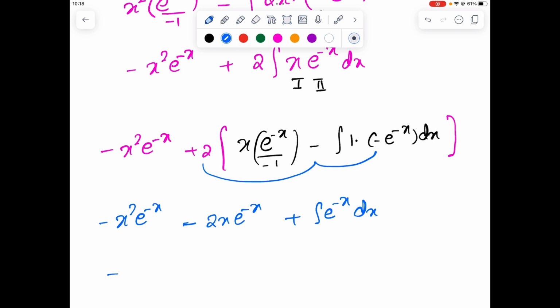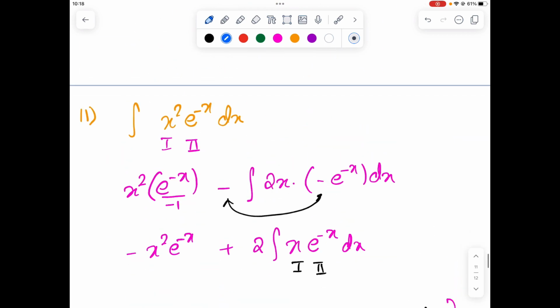In this question, be very careful with the symbols. There are high chances that you may get a wrong answer with the symbols. The integral of e power negative x is minus e power negative x. That's going to be the answer. That's question number 11.